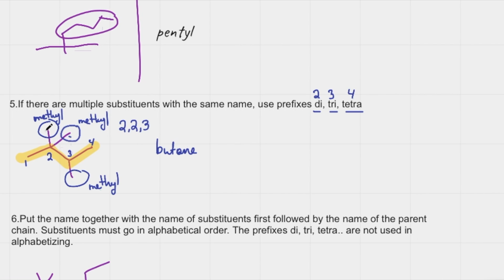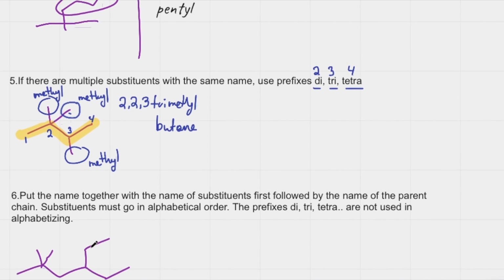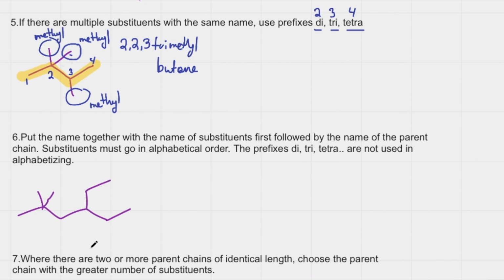4 substituents. They're on carbon 2, another one on carbon 2, and another one on carbon 3. Trimethylbutane. Let's go ahead and put this name together as well for this molecule.